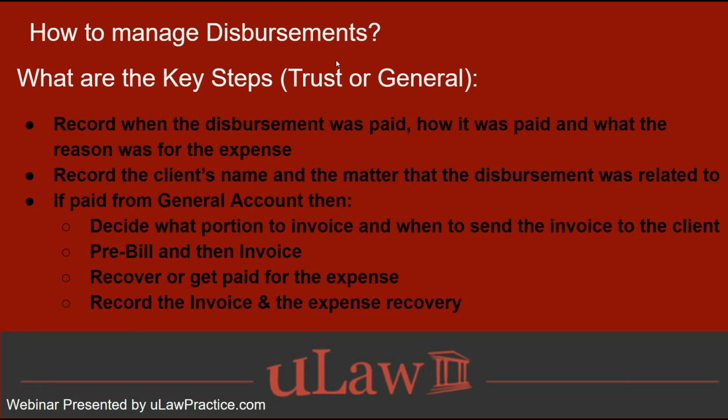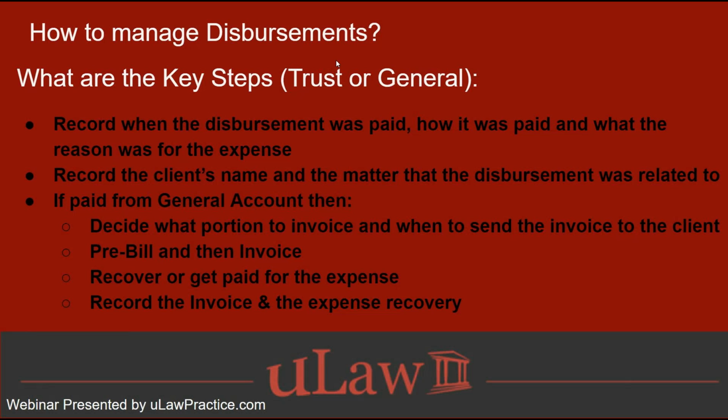So let's say you charge $1,000 to run the file, and you've got another $200 in disbursements. If you're in Ontario and you charge HST, it's $1,000 plus $130 for your taxes, and another $200 for disbursements, all within that retainer. So it's $1,330 that you should be asking for as a retainer.